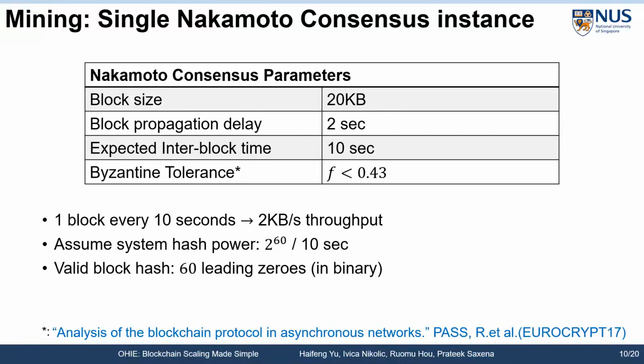OHIE composes many parallel instances of Nakamoto consensus. To understand OHIE's design, let's start with an example of a single Nakamoto consensus instance. In this example, we choose to use a relatively small block size of 20 KB.